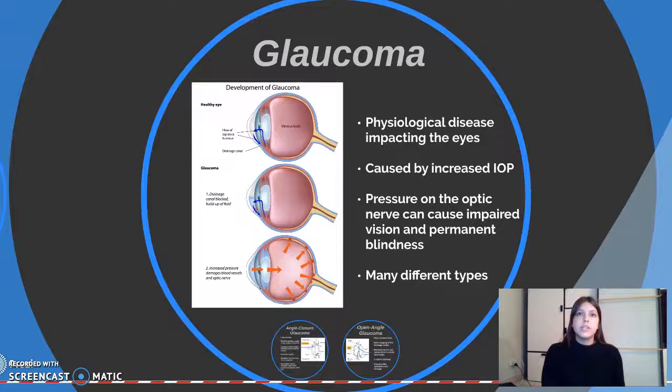Glaucoma is a physiological disease which impacts the eyes and is caused by a blockage in the outflow of the aqueous humour, resulting in an increase of the intraocular pressure. It is this buildup of pressure that affects the optic nerve and can cause partial or total loss of vision that cannot be reversed. There are many different types of glaucoma, with the main two being open angle and angle closure.